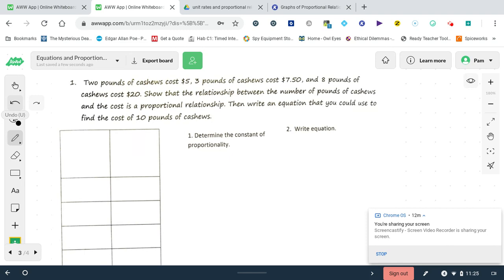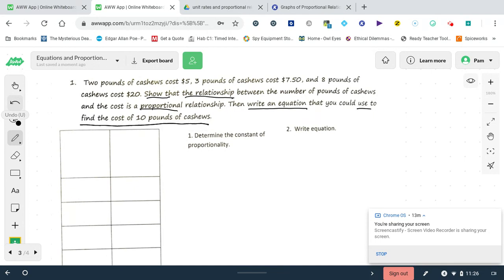It says 2 pounds of cashews cost $5. 3 pounds of cashews cost $7.50. And 8 pounds of cashews cost $20. So we want to show that the relationship between the number of pounds of cashews and the cost is proportional. Yes, we got to check each one to make sure that the value we get after we divide is the same to show that. Then it says, then write an equation. And then we're going to use that equation to find the cost of 10 pounds of cashews.